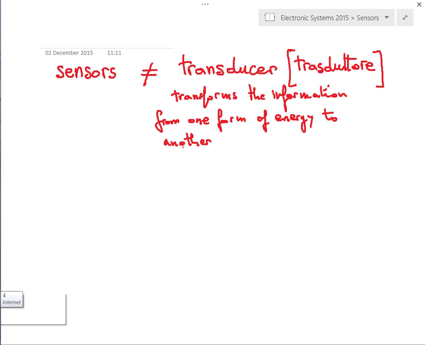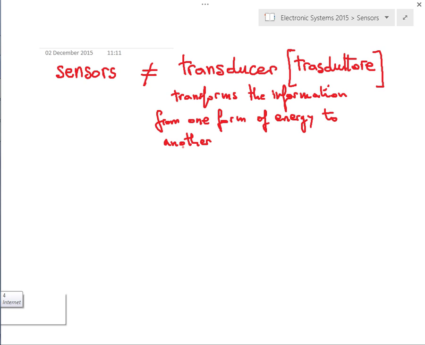For example, a transducer can transform a force in a displacement, and then it is useful because if we want to measure the force, since the transducer can transform the force in the displacement, then we can directly measure the displacement, which is going to be proportional to the force. But we just call it a sensor if the final form of the information is an electric signal that can be easily read by an electronic circuit.